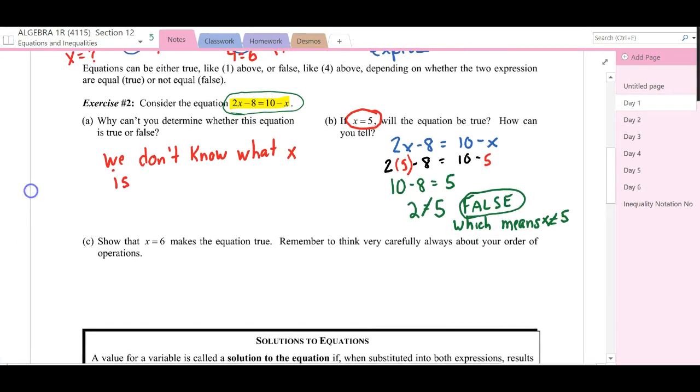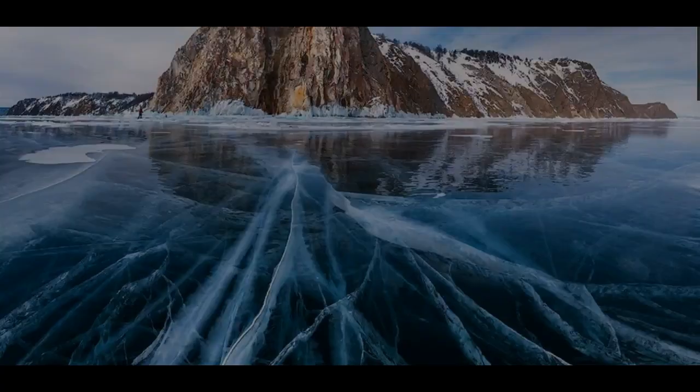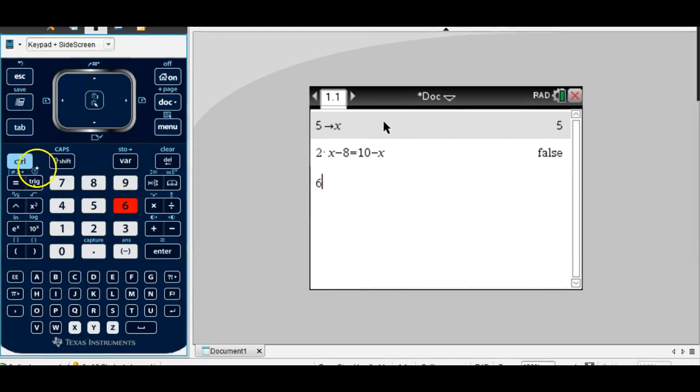In part C, it says show that x equals 6 makes the equation true. Remember to think very carefully about your order of operations. We are not going to worry about our order of operations at all. We're going to let the calculator worry about that. So I'm going to store 6 for x. Then I'm going to copy and paste what I typed in earlier, 2x minus 8 equals 10 minus x. I hit enter and it tells me that it's true.